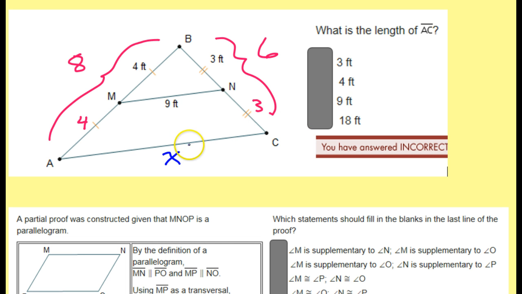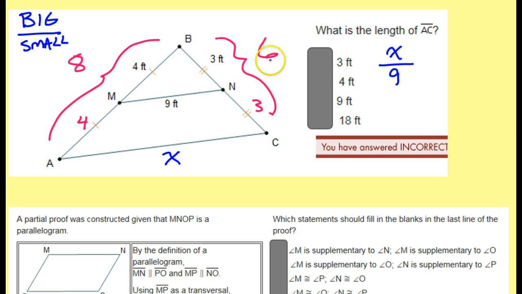So we should be able to set up a proportion because since these are similar triangles, the side lengths should be proportional. So I'm going to make my ratios as big over small. All right, I'm going to go big over small. So this AC is part of the big triangle. So if I go x over 9, those are corresponding sides, big over small.